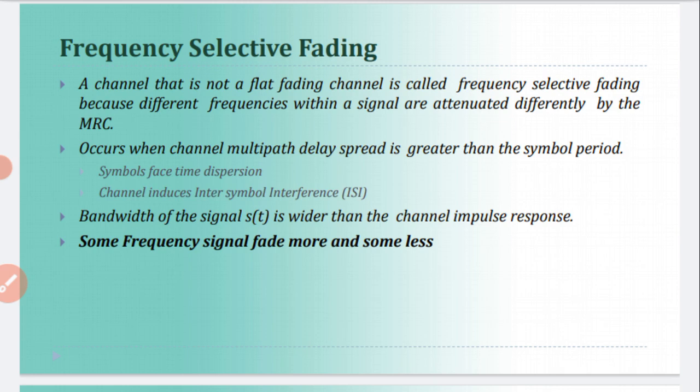Here the bandwidth of the signal s(t) is wider than the channel impulse response. We know in the case of flat fading it is narrow, right? In the case of frequency selective fading, the channel bandwidth is less compared to the signal bandwidth. So the bandwidth of the signal is wider than the channel impulse response. The main cause of frequency selective fading is that some frequency signals fade more and some fade less. That is the case of frequency selective fading.